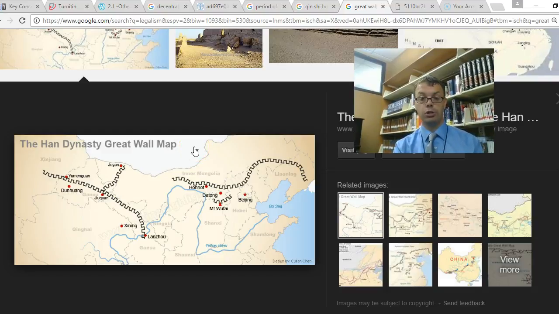Started by Qin Shi Huangdi, many people died, especially when he was in charge of building it through legalist practices. It continues in the Han, and it will go all the way up to the Ming Dynasty much, much later in our course. Does it work? Kind of. Outside invaders do eventually get into China, but it does keep them out too, so it's a mixed success. Significant because many people had to build it, and it also shows that China was always fighting against nomadic people who were north of their border.